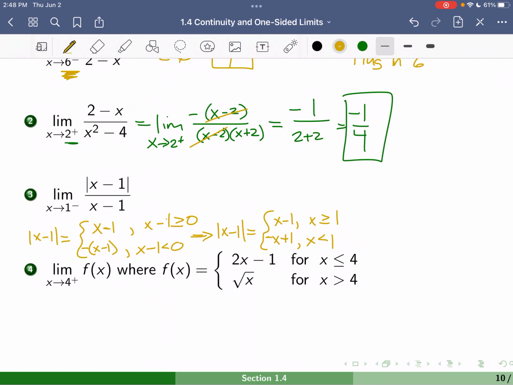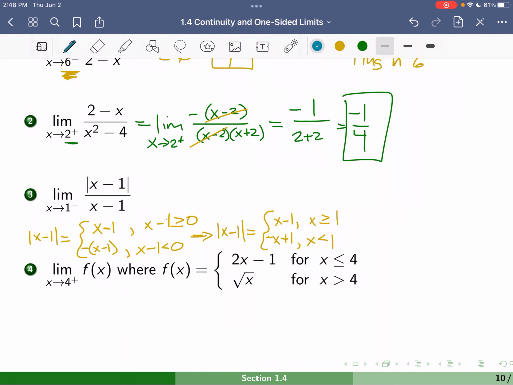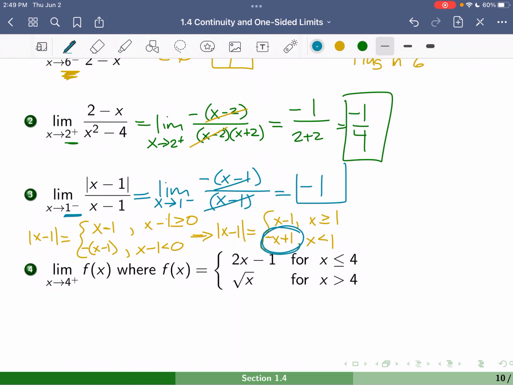And so if we make that observation, then when we look at evaluating this limit, we're looking at a left-hand limit. We're looking at values of x that are to the left of 1. Then that top part we can replace with negative x plus 1, or the negative of x minus 1. The x minus 1's will cancel, and we just get -1.